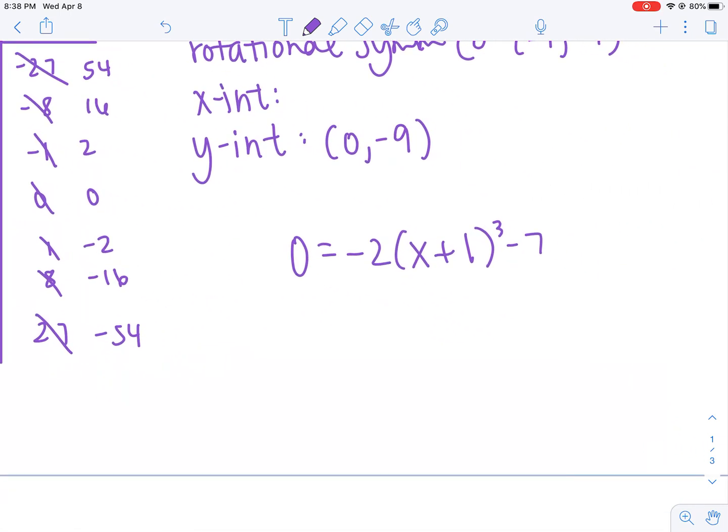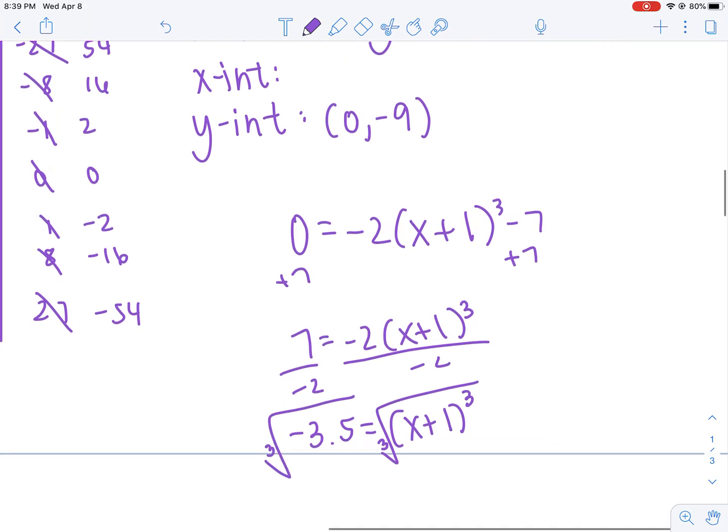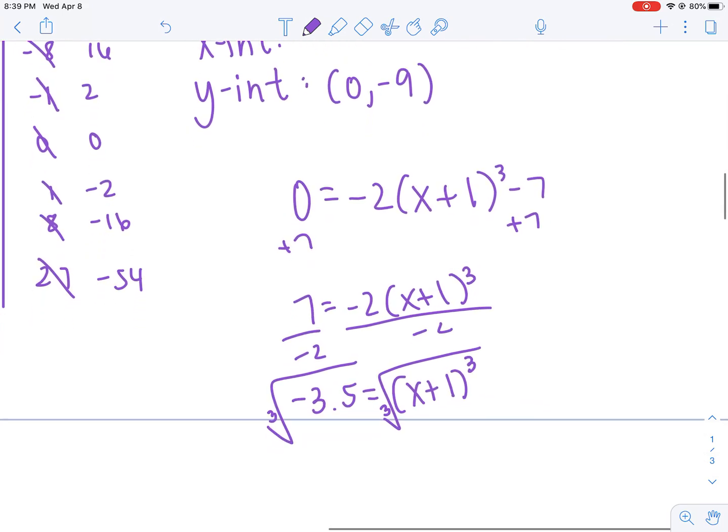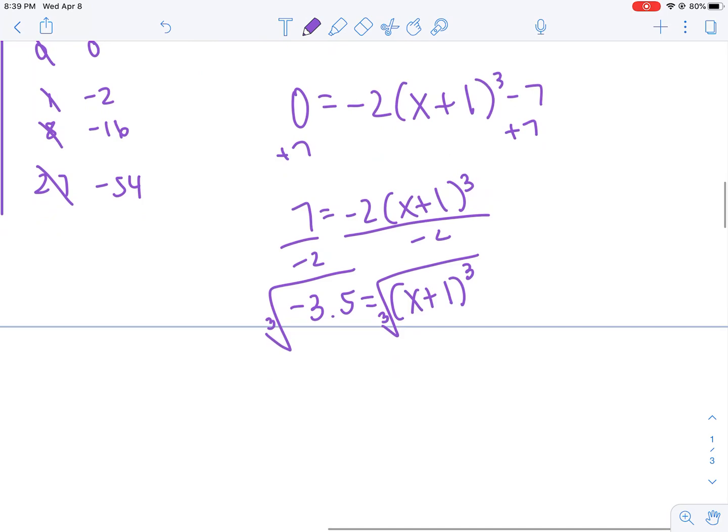But you can also just do it this way. And this is what we're going to get into another video, is just solving. So I would add 7 to both sides. So I have 7 equals -2 times x plus 1 cubed. Divide by -2. So 7 divided by -2 is -3.5 equals x plus 1 cubed. The opposite of a cubed is a cube root. And if I'm going too fast, like I said, go to Desmos, graph it, look at the graph, and kind of guesstimate. That's totally fine. But just finding x and y intercepts are valuable skills, and I just want to go over that quickly.